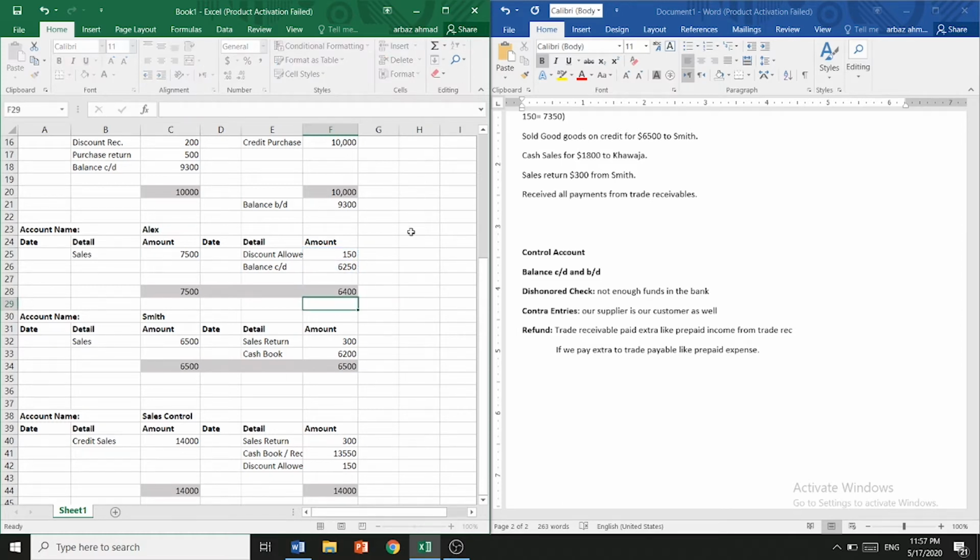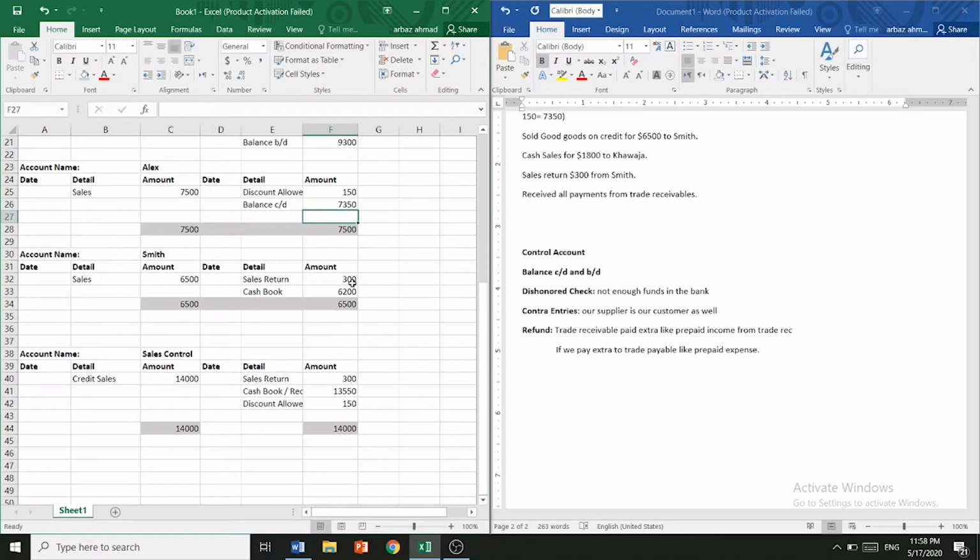Let me total up. Oh, it's okay. 72, I guess. 7273. Okay, I should have noticed the cash book amount. So my balance brought down is going to be carried down. Sorry, carried down or carried forward is the same thing. So it's going to be this amount in this case also.